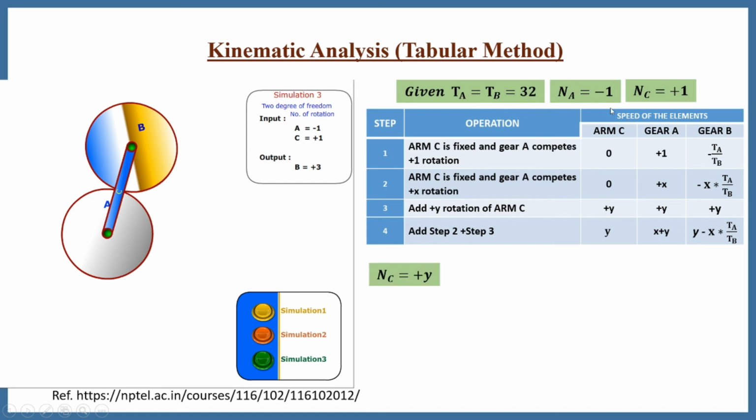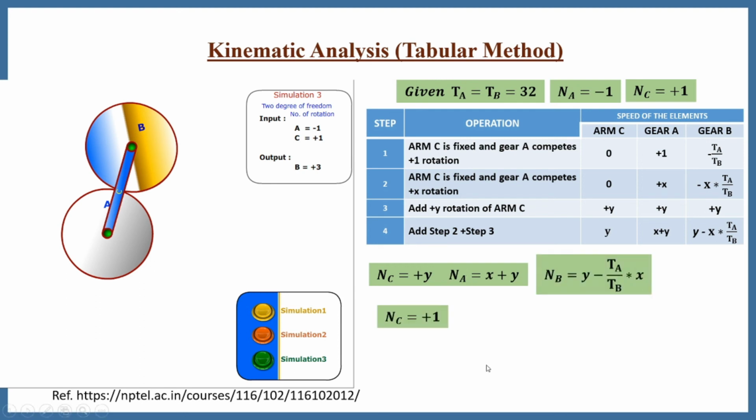Again NC is equal to Y. Again we have to consider the same table. NC is equal to Y, NA is equal to X plus Y, and NB is equal to Y minus X TA upon TB. But in these conditions, NC is equal to 1. That's why NC is equal to Y is equal to 1.